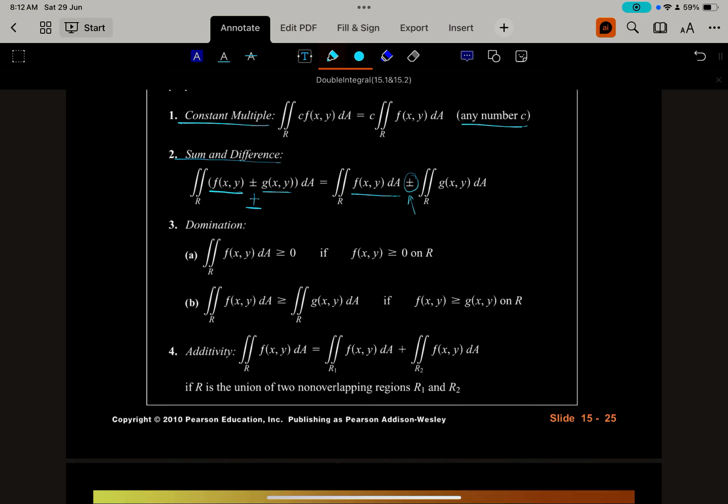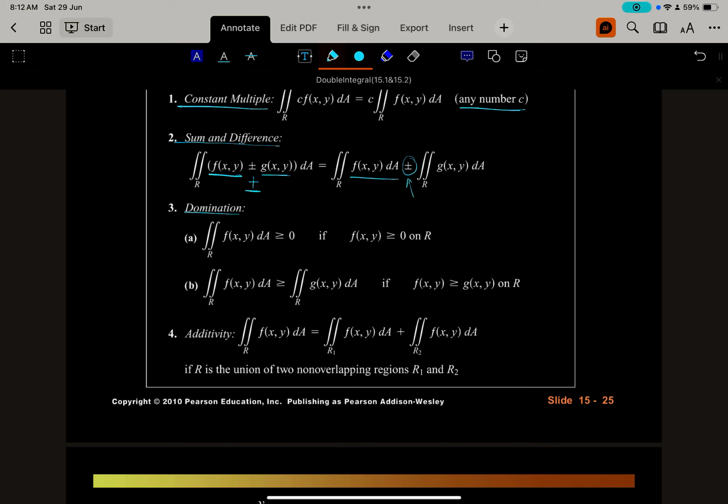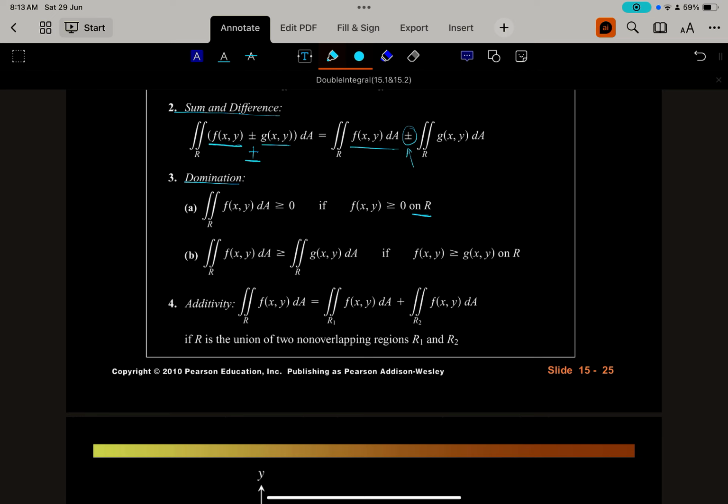And also we have the domination property, which states that the double integral of a function dA is bigger than or equal to 0 if the function itself is bigger than or equal to 0 on a region R. So this is basically stating that if a function is bigger than 0 on region R, then the double integral is also going to be bigger than 0 and positive. And I think it holds true for negative functions. If it's less than 0, then the double integral is going to be less than 0.